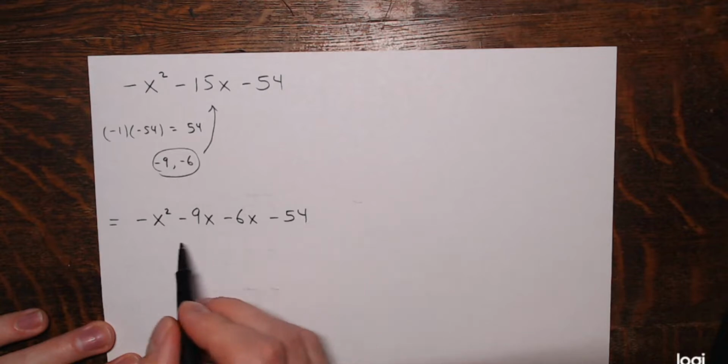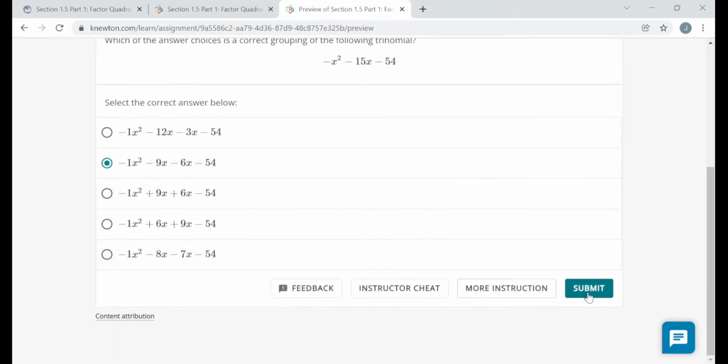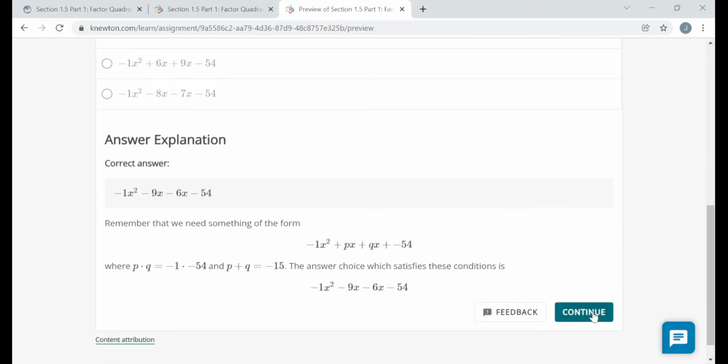All right. So of the choices we were given, they have minus 9x minus 6x, right? So it's this second one here. Submit. And then they'll ask me to actually finish it off and factor.